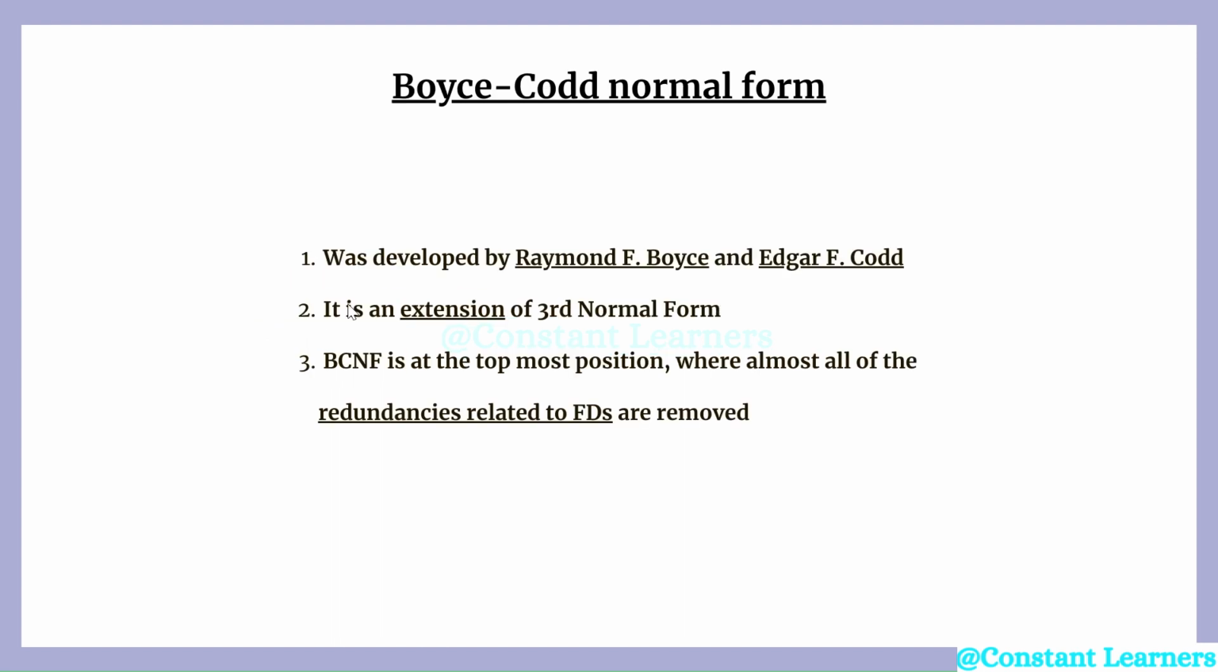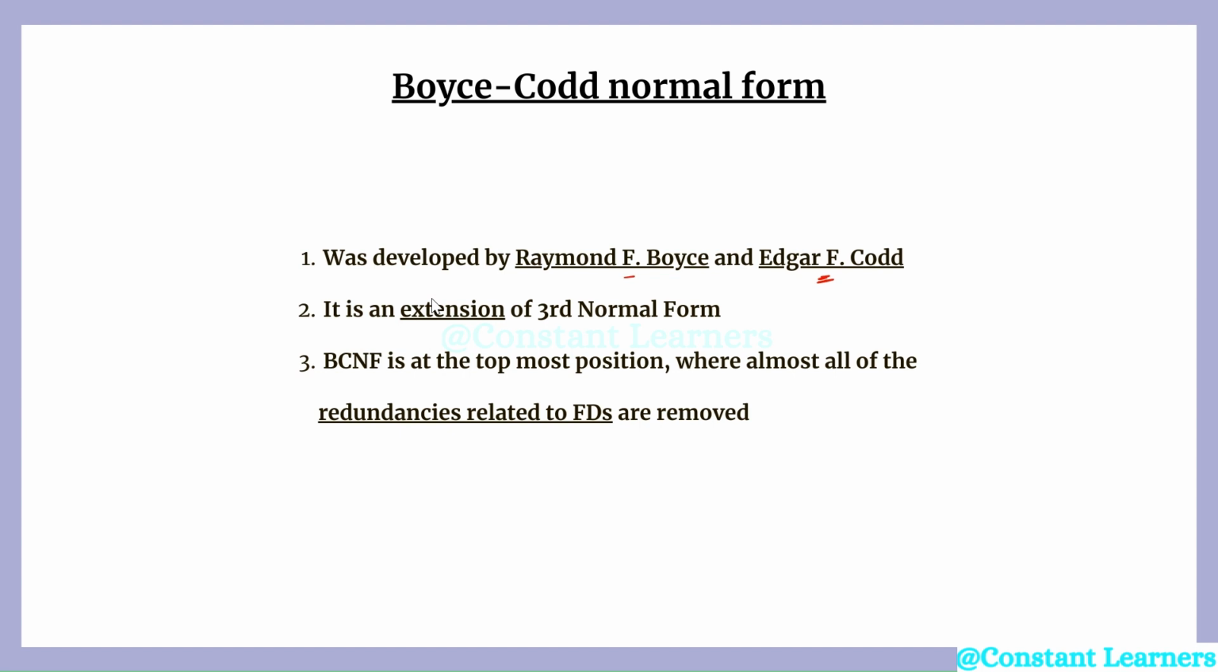Let's get started. Now, Boyce-Codd normal form was developed by Raymond F. Boyce and Edgar F. Codd. Until now, first, second and third normal forms were developed by just Edgar F. Codd because he is known as the father of database management system. But this one has been developed by both of these people. It is an extension of third normal form. Why an extension? Because it is based on third normal form.